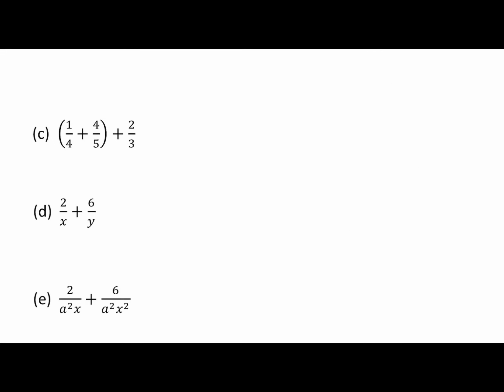All right, let's try another one. So I have 1/4 plus 4/5 plus 2/3. So let's do what's in parentheses first. Again, we're just using the rule. So the rule says 1 times 5 plus 4 times 4 over 4 times 5. And I've still got plus 2/3 here. So 1 times 5 is 5, plus 16 is 21 over 20, plus 2 over 3.